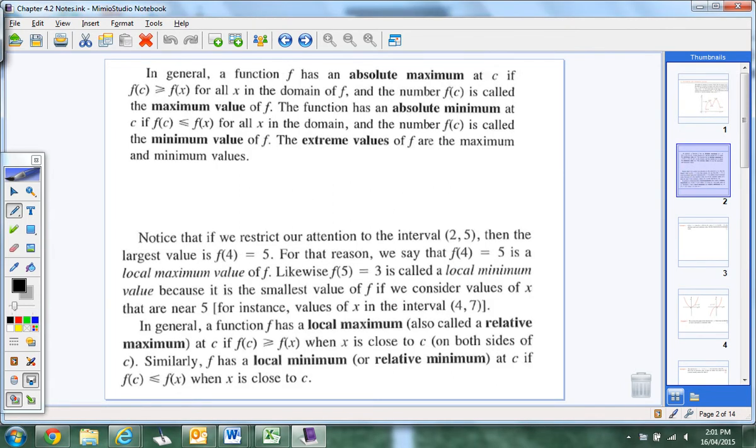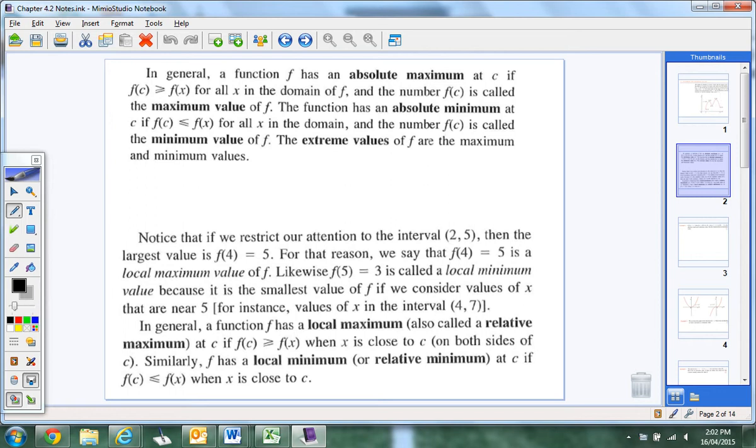In general, a function f has an absolute maximum at c. C just stands for constant. That's a number, so don't be confused by that. And that just means f of c is greater than or equal to everything else. That's what the greater than or equal to stands for. So f of c, where c is the x you plug in to get your max or min, is the biggest possible output. That would be a maximum value. Conversely, the same thing for the minimums, f of c.